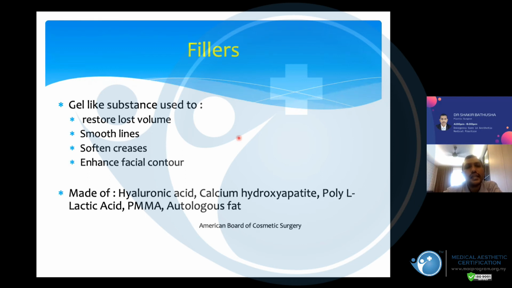What are fillers? Fillers are gel-like substances which we use, first, to restore volume. Once the volume is restored, the fine lines of wrinkles will be smoothed out and the creases evened out, and overall it gives a plump and very rejuvenated appearance to the area that you're going to tackle. Commonly available in the market now are mostly hyaluronic acid based, but in some countries, South American countries, they still use calcium hydroxyapatite, poly-L-lactic acid, PMMA, autologous fat. Among all these, I think the safest are still hyaluronic acid and autologous fat.